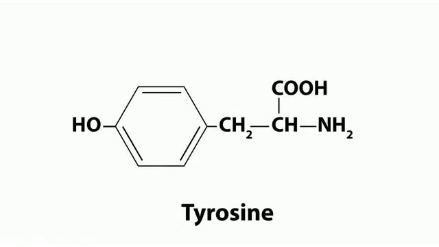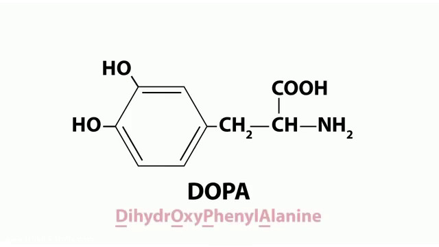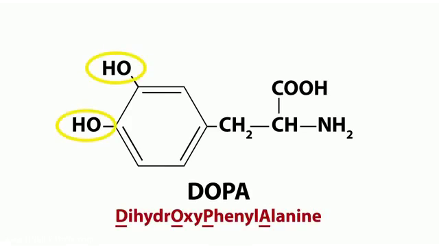So you've converted phenylalanine to tyrosine. The next enzyme is tyrosine hydroxylase, which adds another hydroxyl group to make DOPA. And this also uses BH4. Now, DOPA stands for dihydroxyphenylalanine. So we started with phenylalanine and we added two hydroxy groups to get dihydroxyphenylalanine, or DOPA.